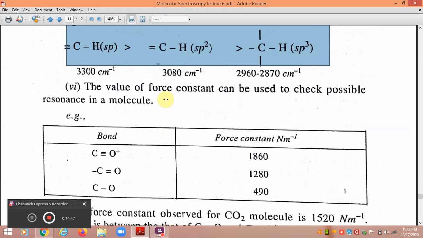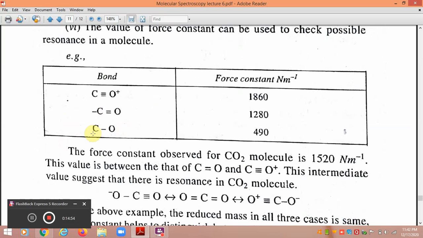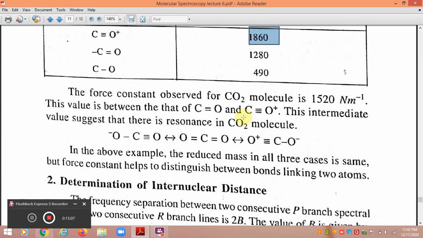The force constant can be used to check the possible resonance structure, because for the single bond the force constant expected is 490, for the double bond it is 1280, and for the triple bond definitely it is 1860. But in the CO2 molecule, it is 1520. So it is in between the carbon oxygen double bond and the carbon oxygen triple bond, and that indicates that it has an intermediate structure of carbon oxygen double bond and carbon oxygen triple bond, and this is only possible due to the resonance in the carbon dioxide molecule. So this is also another significance of this force constant.